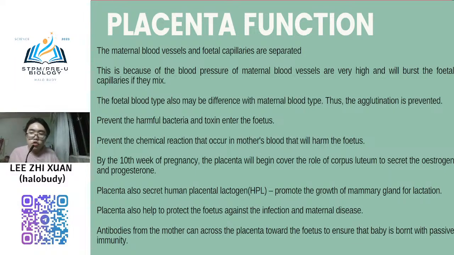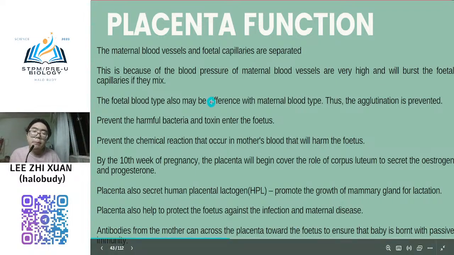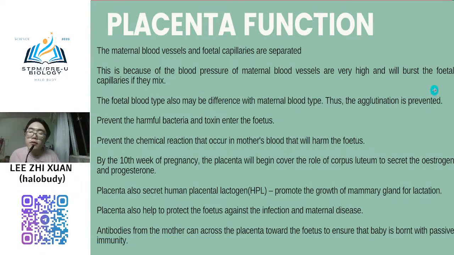Next is about the blood pressure. You will remember that the blood pressure of the mother is very high compared to the fetus. Because the fetus is just in early development, it does not require high blood pressure like us. So the blood pressure in the fetus is very low, and the thickness of the blood capillary in the fetus is also quite thin compared to the adult. So if the blood capillaries of the mother and the fetus were connected to each other, the blood pressure of the mother would be able to burst the fetal capillaries. It would be able to destroy or break down the capillaries of the fetus.